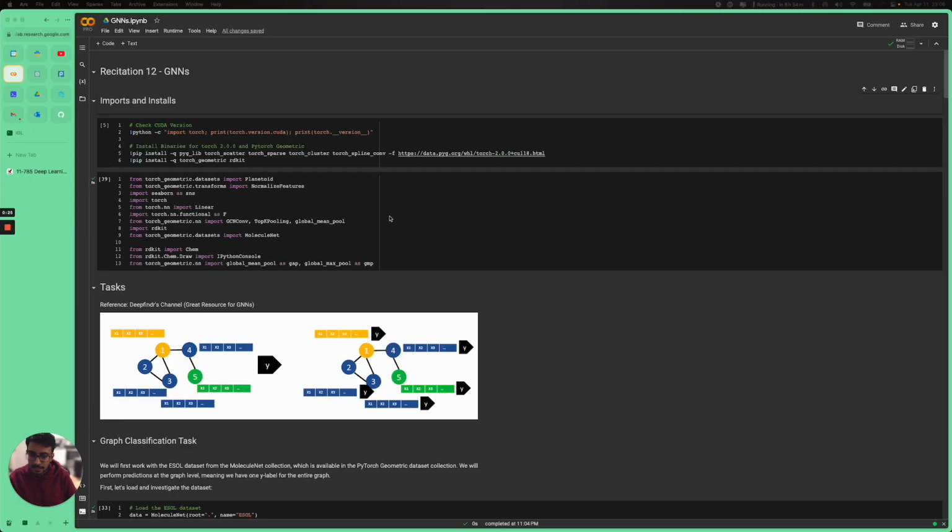Hey everybody, so let's move to the coding section of this recitation. Here I'll be trying to walk you through how exactly you can use PyTorch Geometric to implement graph neural networks for two tasks, one being graph classification and one being node classification.